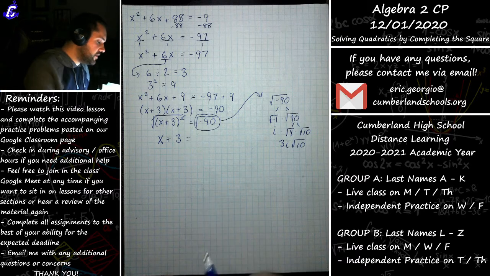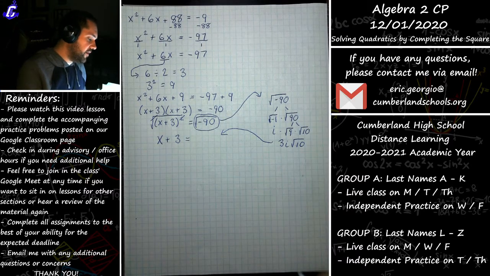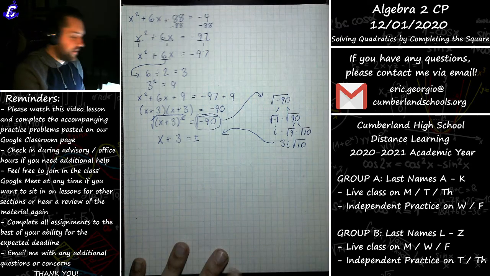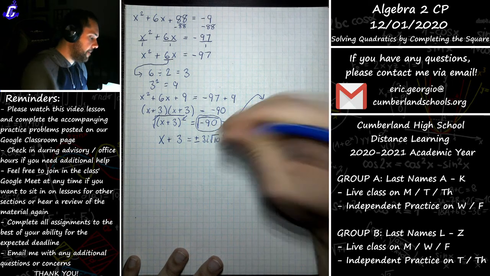So I'm going to replace this broken down version of the square root of negative 90 with plus or minus, don't forget it, not going to forget it this time, 3i rad 10.